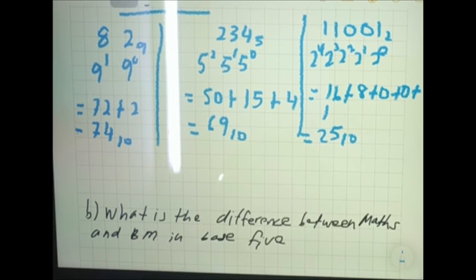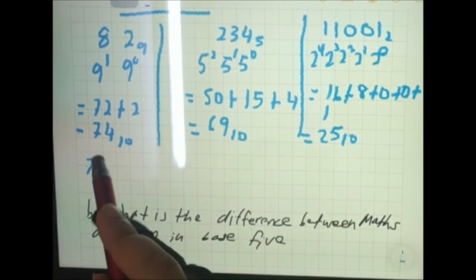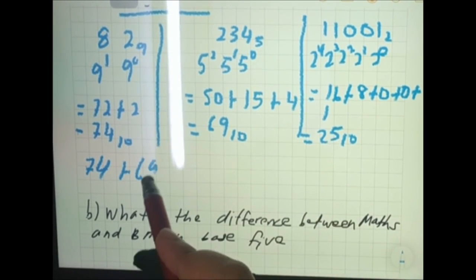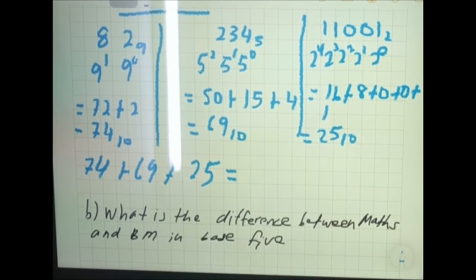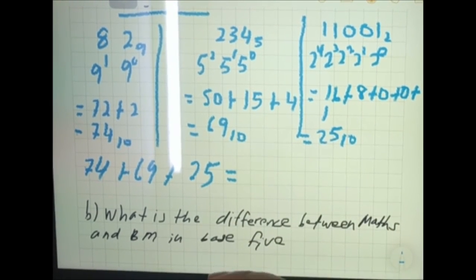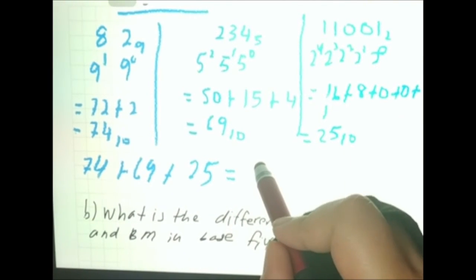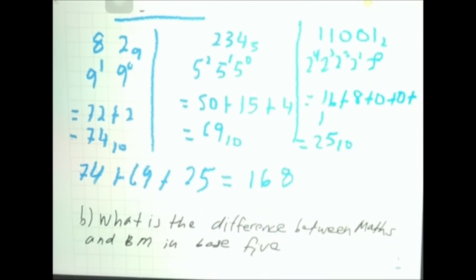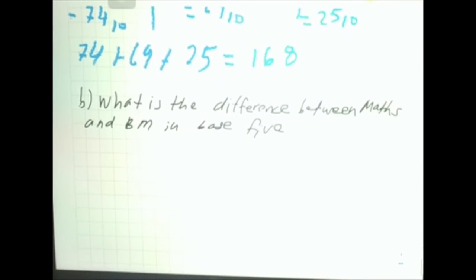So once we have all of our answers in base 10, then we can just simply add them together to get the total marks. 25 plus 74 plus 69 is 168. Sometimes you don't have to write the base 10.